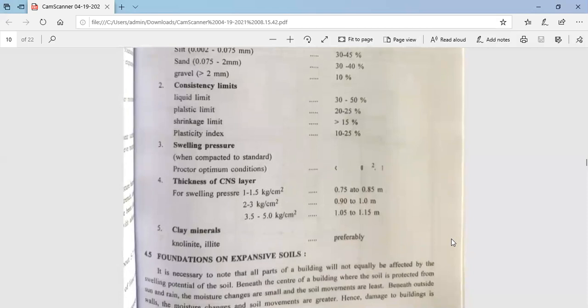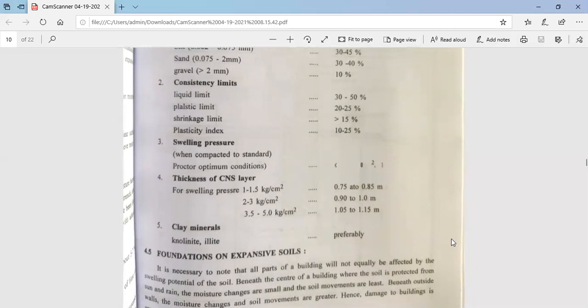Next is the thickness of the CNS layer. For a swelling pressure of 1 to 1.5 kg per centimeter square, it is 0.75 to 0.85 meter. For 2 to 3 kg per centimeter square swelling pressure, it is 0.9 to 1 meter. For 3.5 to 5 kg per centimeter square, it is between 1.05 to 1.15 meters. And at last, for clay minerals, kaolinite or illite is preferable.